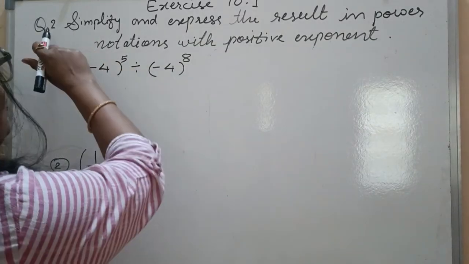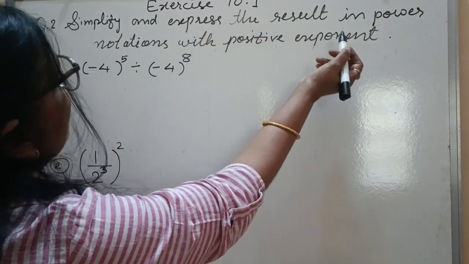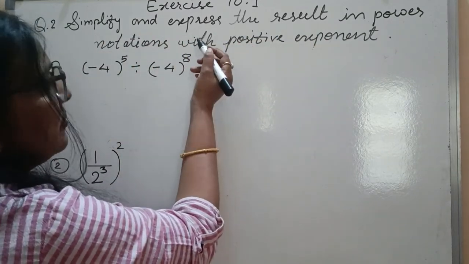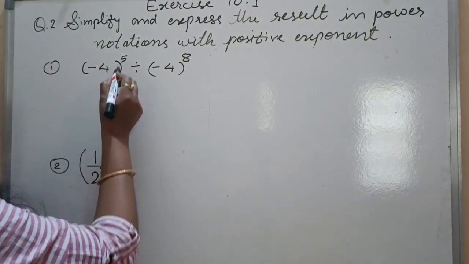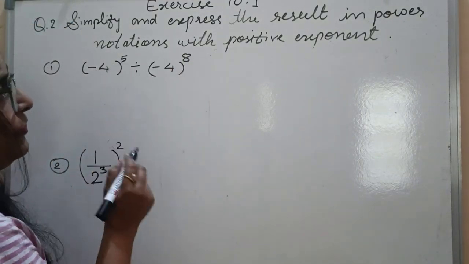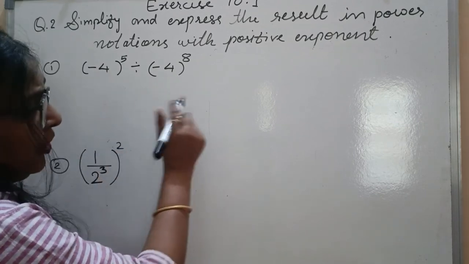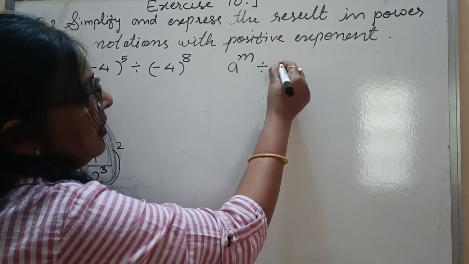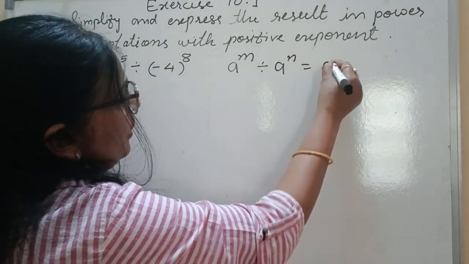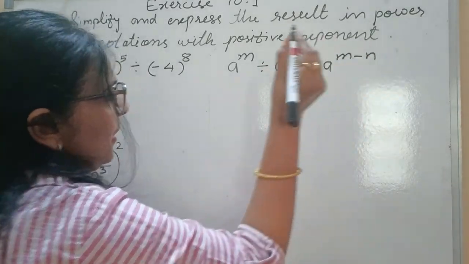Now next question. Question 2, simplify and express the result in power notation with positive exponent. So first one, minus 4 raised to 5 divided by minus 4 raised to 8. Here bases are equal, therefore you can use this law. A raised to the power m divided by a raised to the power n is equals to a raised to the power m minus n.